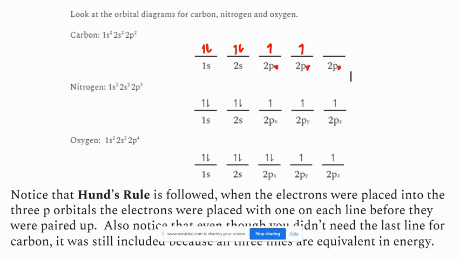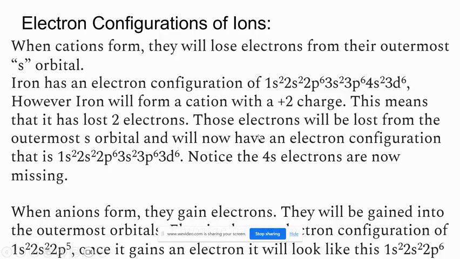You can't double up these arrows until you have all 3 of these filled. So you have to have somebody in the bottom bunks before you can double up. Okay. Here is nitrogen then. Hydrogen, helium, lithium, beryllium, boron, carbon, nitrogen. Down here's oxygen, and this is where we can finally double up. Okay.